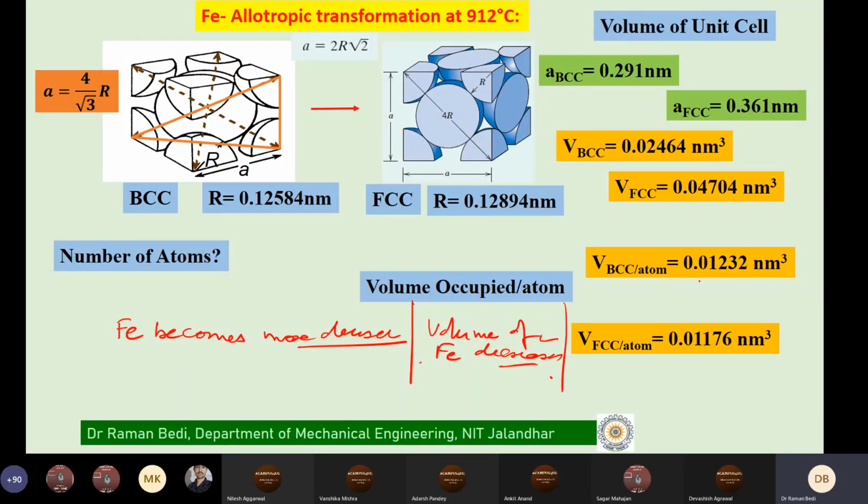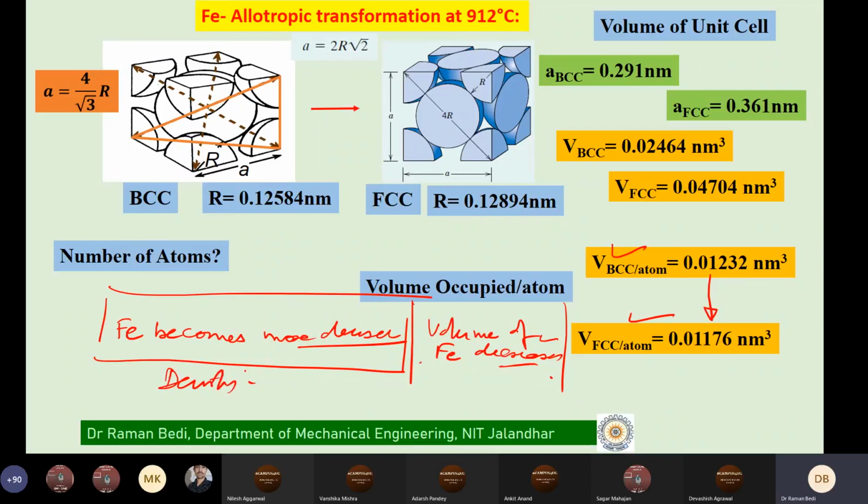And one more thing is happening. The volume occupied per atom is also decreasing. From BCC it is 0.012, and it has now come to 0.011. So the volume occupied per atom decreases and iron becomes more dense. The density of iron increases. That is why the volume of iron also decreases. This was incidentally one of the questions posed to you.